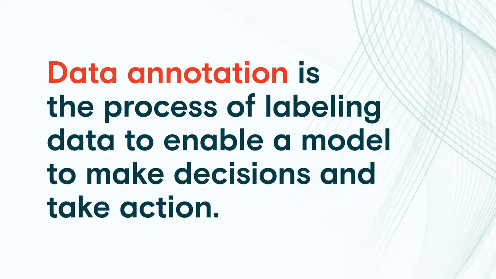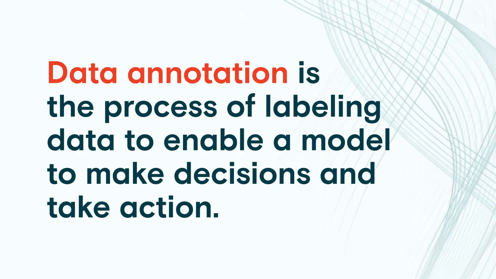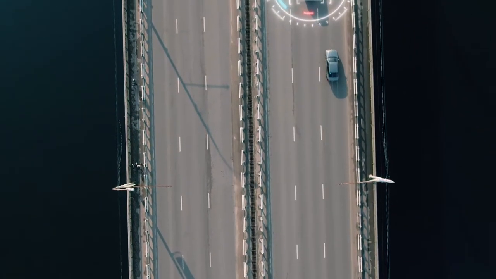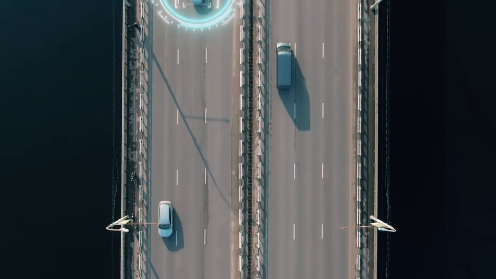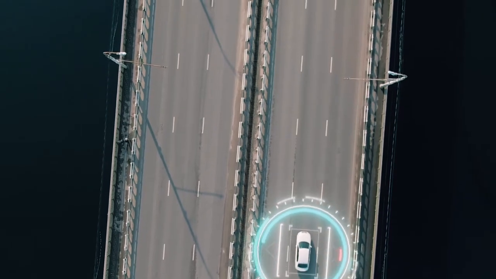Data annotation is the process of labeling data to enable a model to make decisions and take action. To take action, a model must be trained to understand specific information. This is done with training data that is properly categorized and annotated for a specific use case.